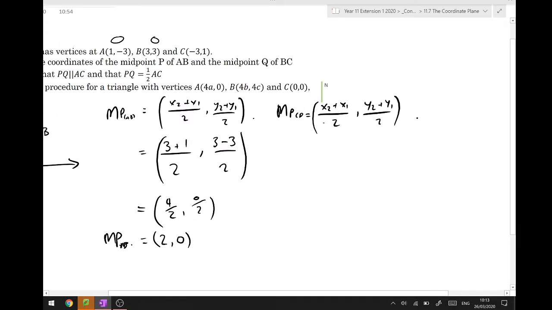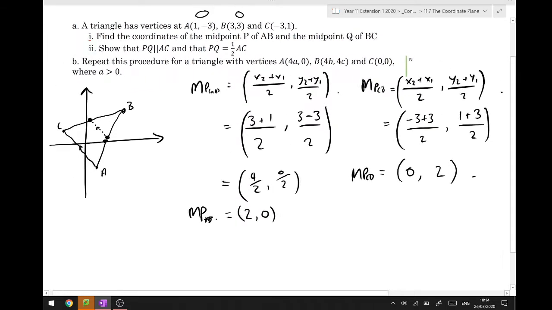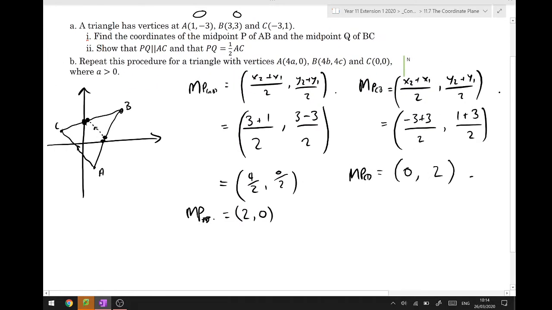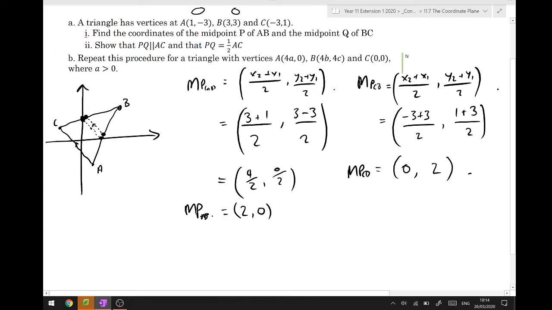Now, midpoint for CD, it should be CB, not CD, CB, is equal to... Okay, so x2 plus x1, so in this case it's going to be (minus 3 plus 3) over 2, and so that one again is going to be 0. And our other one, y2, so (1 plus 3) over 2, and that one is equal to 2. Okay, look at that, it's just the reverse of that, so the midpoint of CB is equal to (0, 2). And if I do that one, that is again pretty close. Okay, so there's the two midpoints.